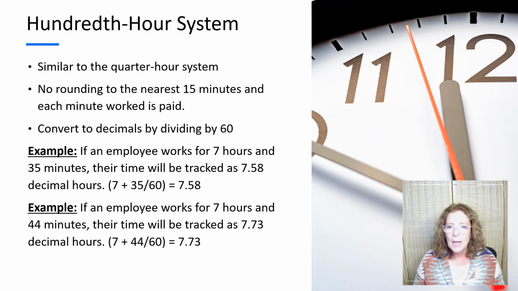If an employee works for 7 hours and 44 minutes, their time will be tracked as 7.73 hours, where the minutes are converted to the decimal value by dividing 44 by 60 for a result of 7.73 decimal hours. This method is more accurate than the quarter hour system, but it can be more difficult to implement and may require additional resources to track and record the time accurately. To save time, you could use the payroll conversion table.